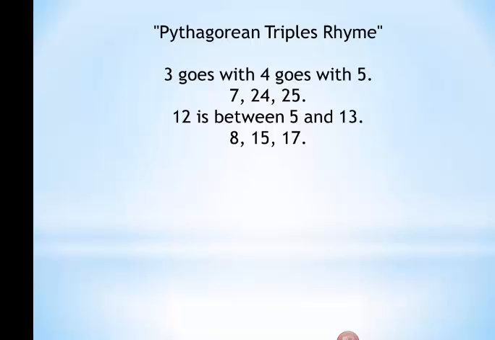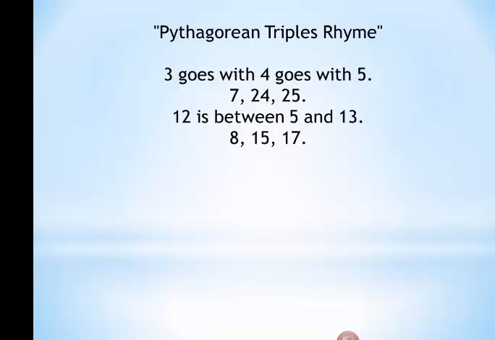Okay, so here let's do it again. 3 goes with 4, goes with 5. 7, 24, 25. 12 is between 5 and 13. 8, 15, 17. You're going to need to memorize this because you will have a quiz over Pythagorean triples in class.